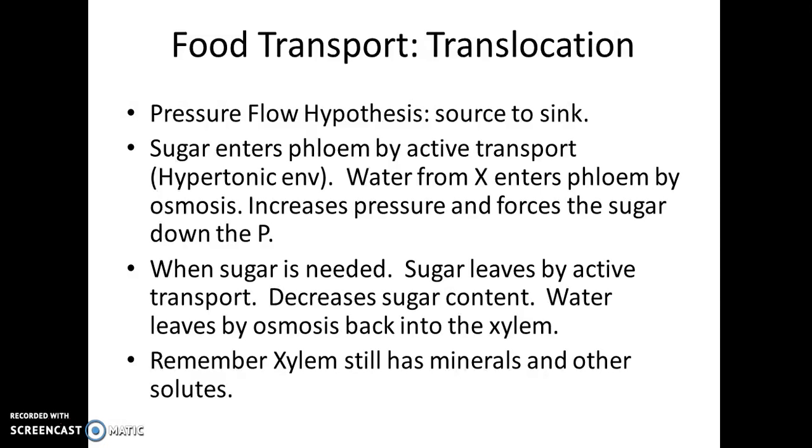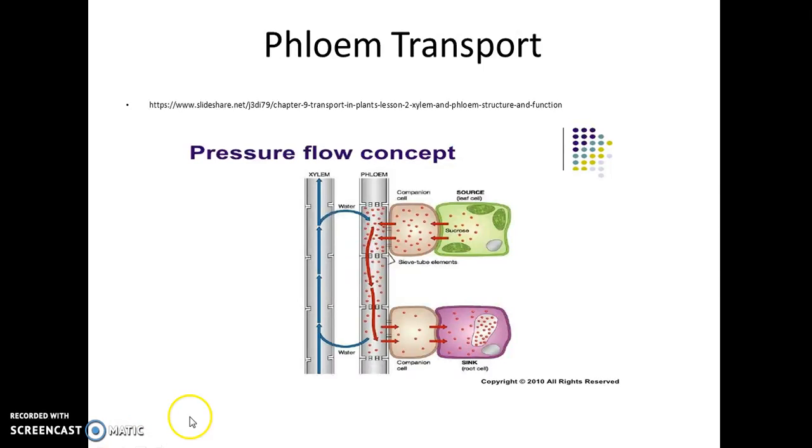There's a decrease in sugar content, which means that there is an increase in water potential, so the water will leave by osmosis back into the xylem. You need to remember, the xylem still has minerals and other salts, so it's not pure water that's found in the xylem. So we have here, the phloem is on the right, so we produce the glucose.